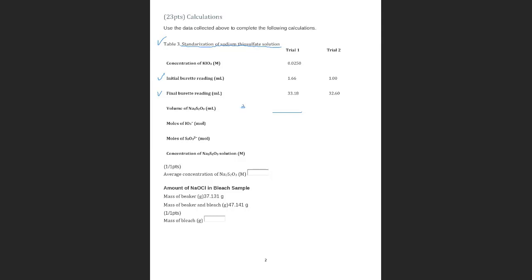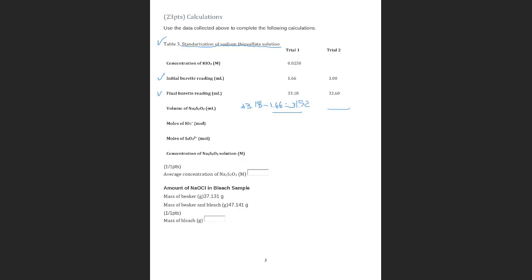So it will be 33.18 minus 1.66, and that is going to be 31.52. So that is easy. Final burette reading minus initial. And you will do the same for trial 2.